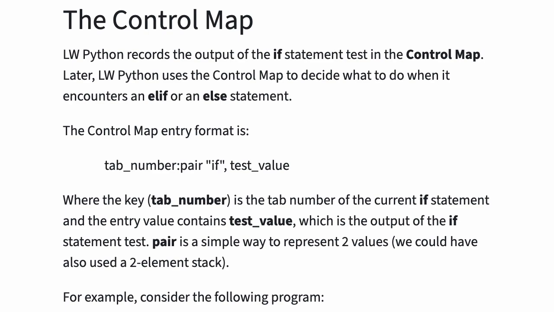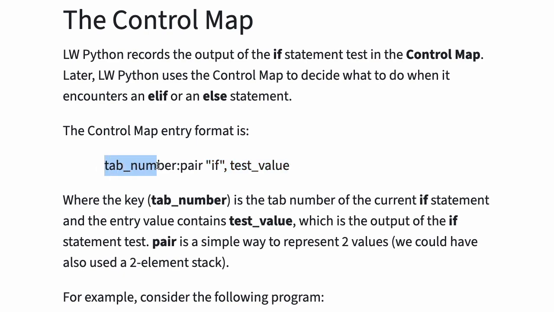LWPython records the output of the if statement test in the control map. Later, LWPython uses the control map to decide what to do when it encounters an elif or an else statement. The control map entry format is tab number and the pair if and the test value.